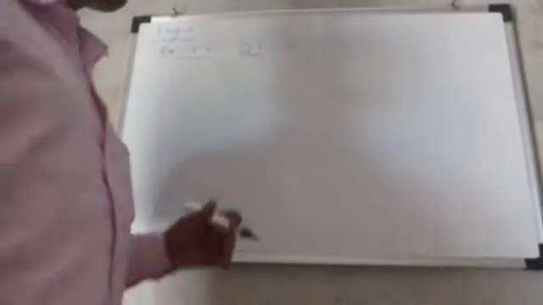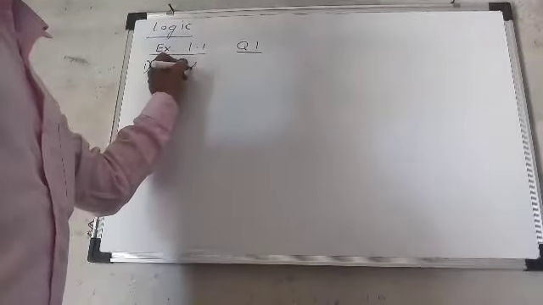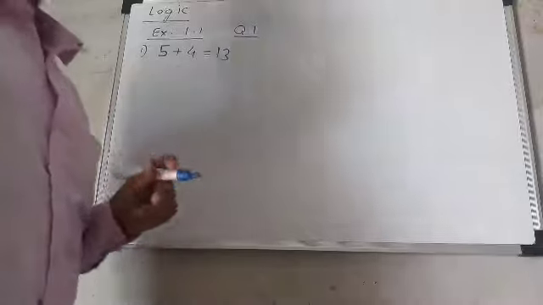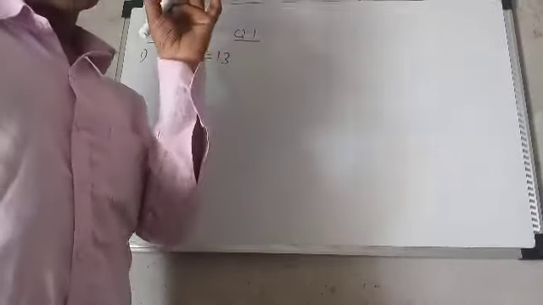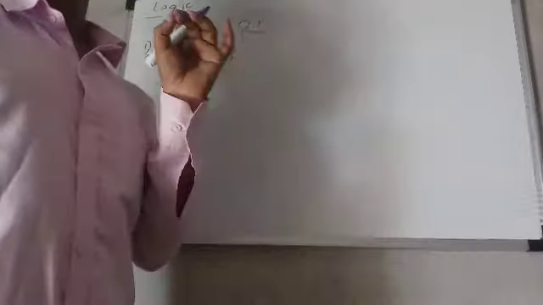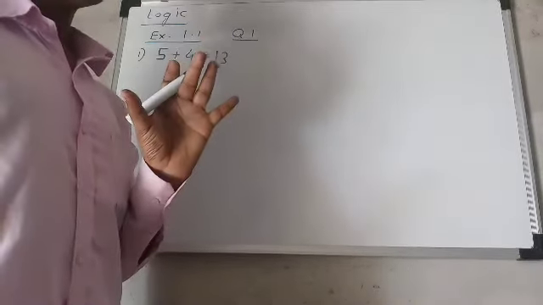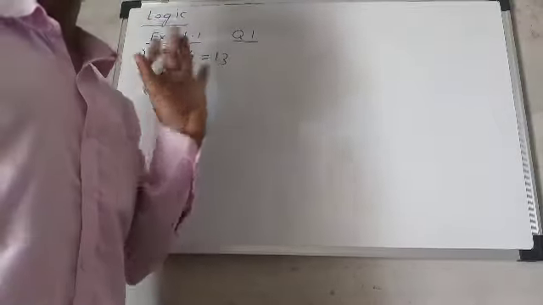See the question again. State which of the following are statements. Justify your answer. In case of statement, state its truth value. First one. 5 plus 4 is equal to 13. Now keep in mind, assertive or declarative sentence which is either true or false, but not both simultaneously, is called logical statement.